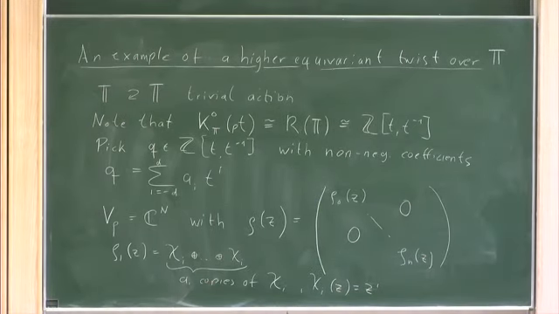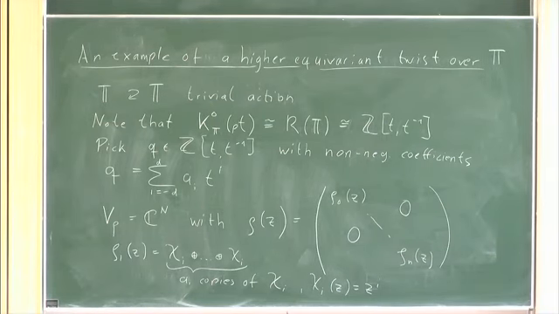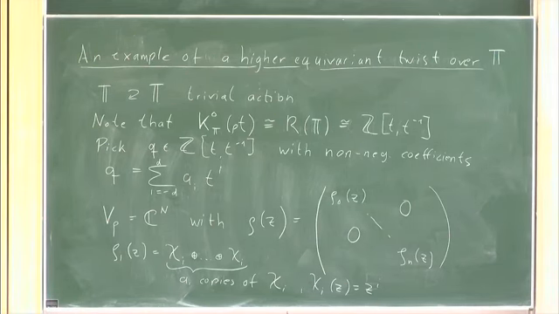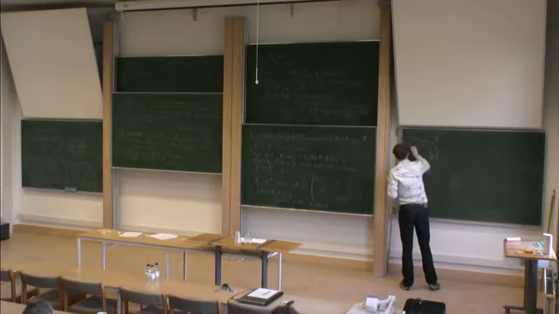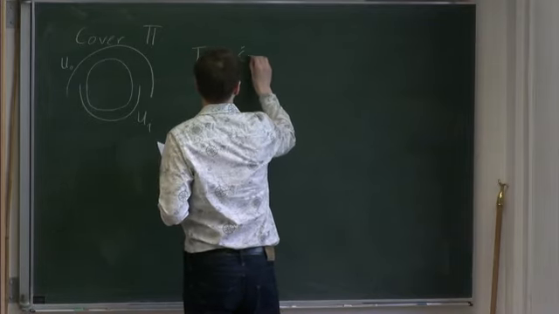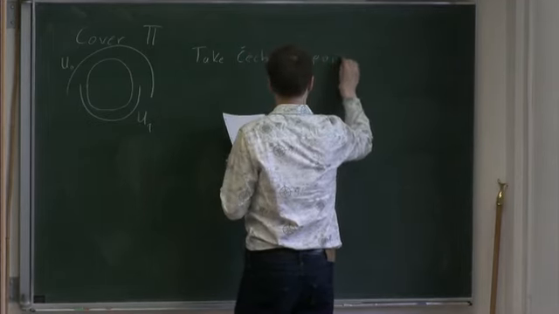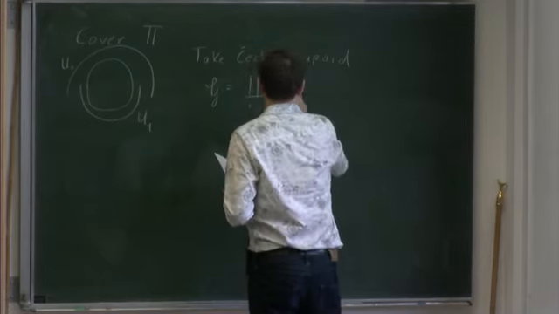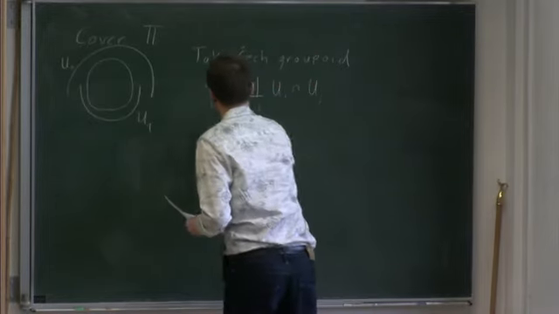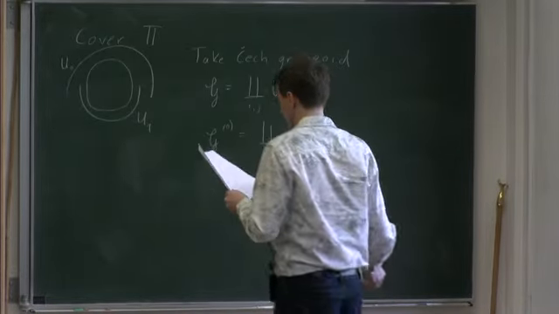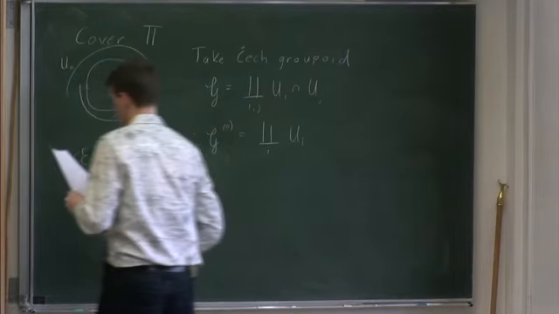So now I can cover the circle by two open sets. Call this U0 and this U1. I can take the Čech groupoid of this open cover. So G, the space of morphisms, is just all the intersections, and the space of objects is just the U_i.